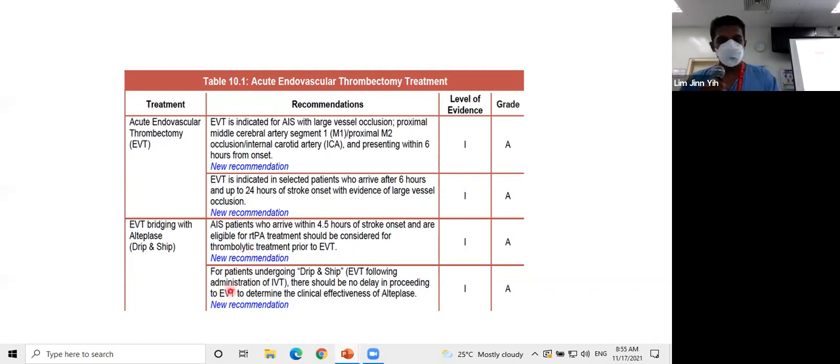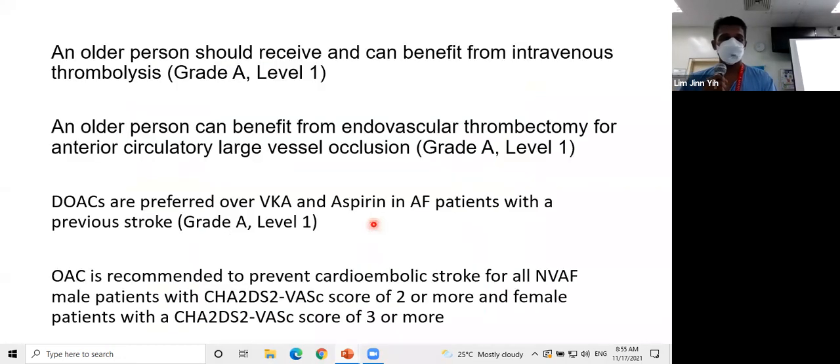Okay, so for those patients undergoing this drip and ship, there should be no delay in proceeding to EVT to determine the clinical effectiveness of the alteplase. That means if let's say we already started the alteplase, no need to wait until we see the efficacy of the alteplase in the patient. We straight proceed with the thrombectomy procedure. So all these are level 1 grade A evidence based on our CPG.